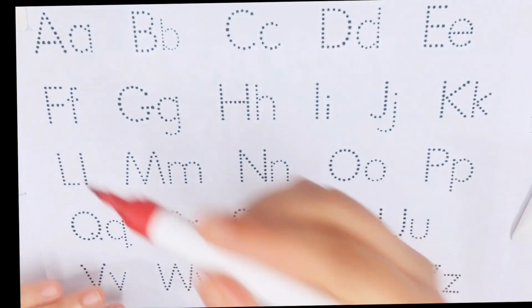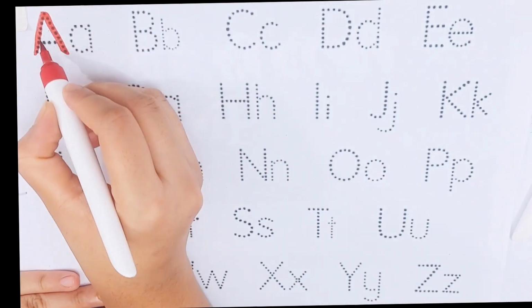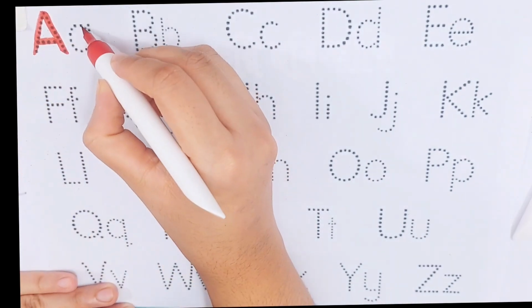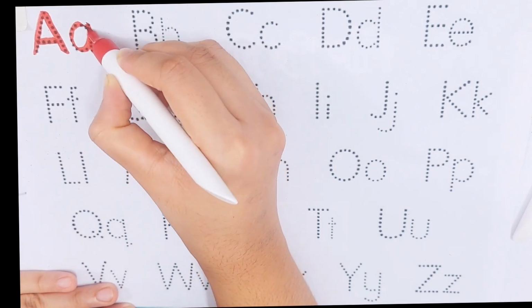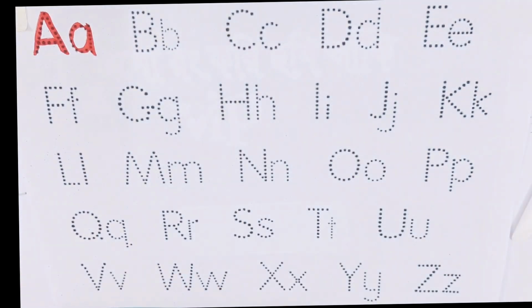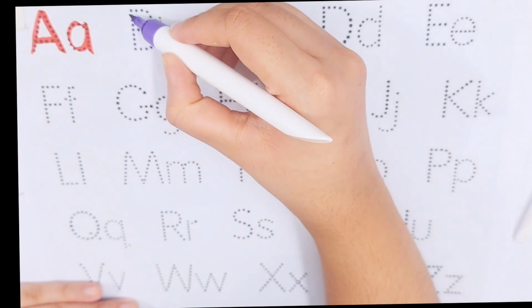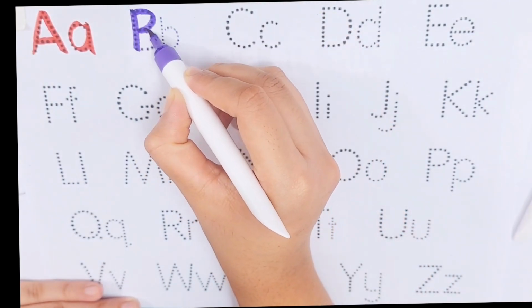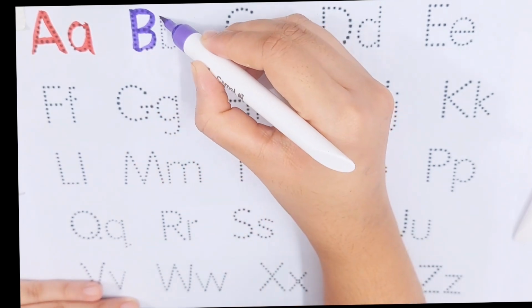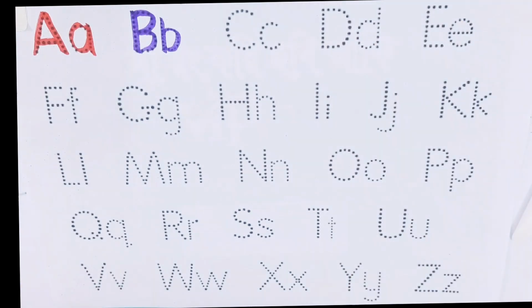Red color. A. A for apple. A for ant. Violet color. B. B for ball. B for banana.